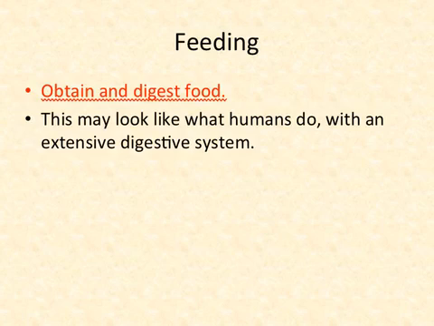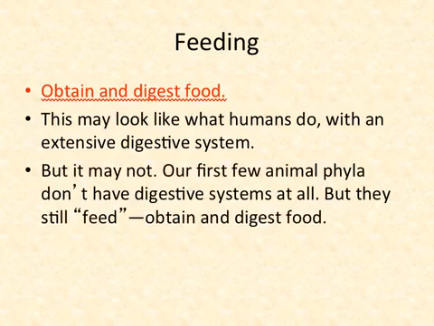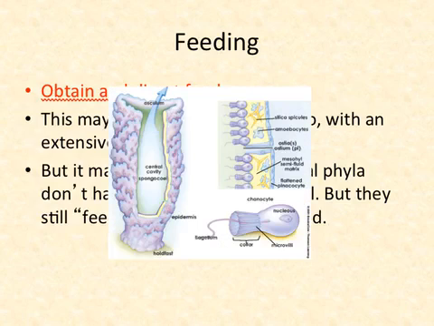So we obtain food and then we digest it with our extensive digestive system. But it may not. Our first few animal phyla don't have digestive systems at all, but they still feed. They still obtain and digest food. So this is our first animal we'll be discussing, the sponge.